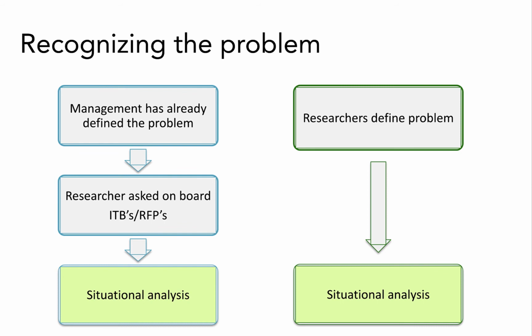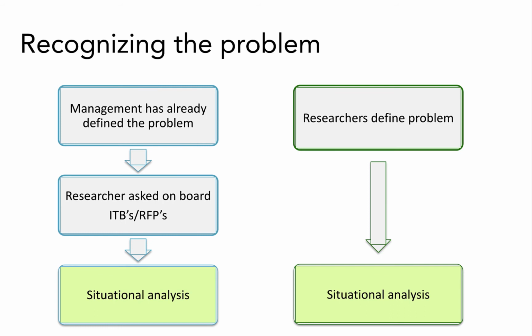Either way, when trying to recognize a problem, there's two avenues that can be taken, both resulting in a situational analysis. On the left, you see situation A. On the right, you have situation B. On the left, in situation A, management already defines the problem to the best of their ability. So basically, they look at what's going on. They see, for example, sales data go down, and they try to define the problem.